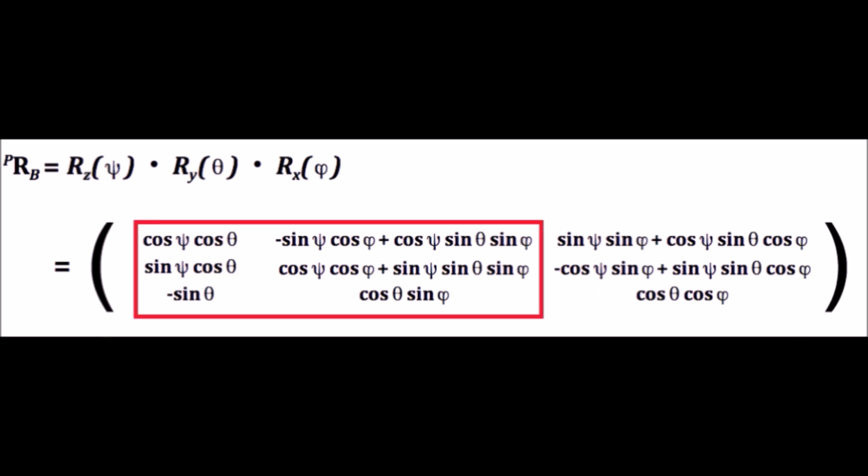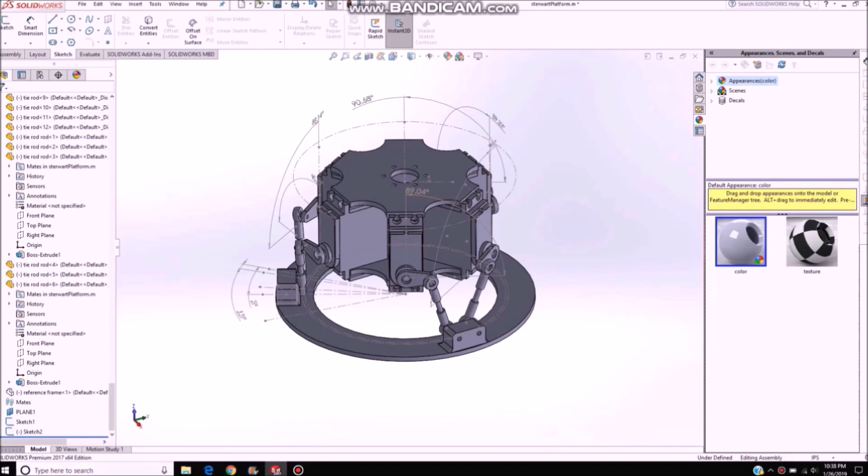Now multiplying them all together, we get this giant matrix. This is what we're going to use for our inverse kinematics. So we're going to be using these particular equations. These are the x and y contributions. And this is the SolidWorks model that I drafted.